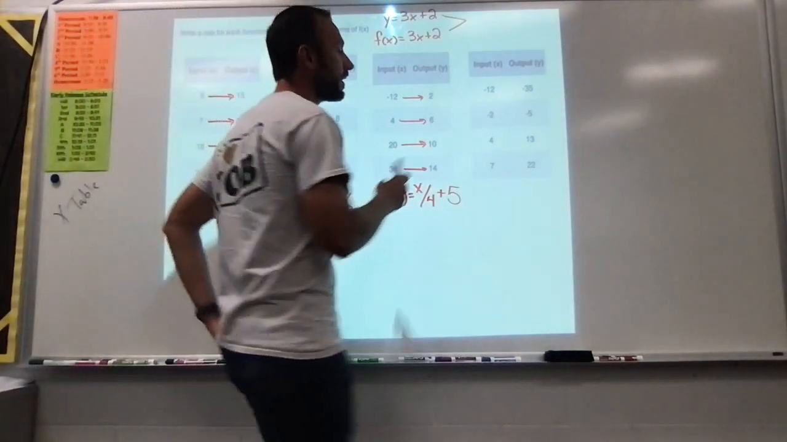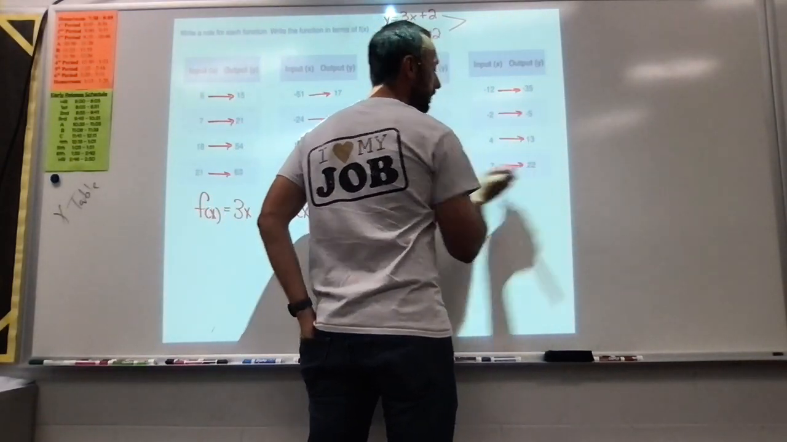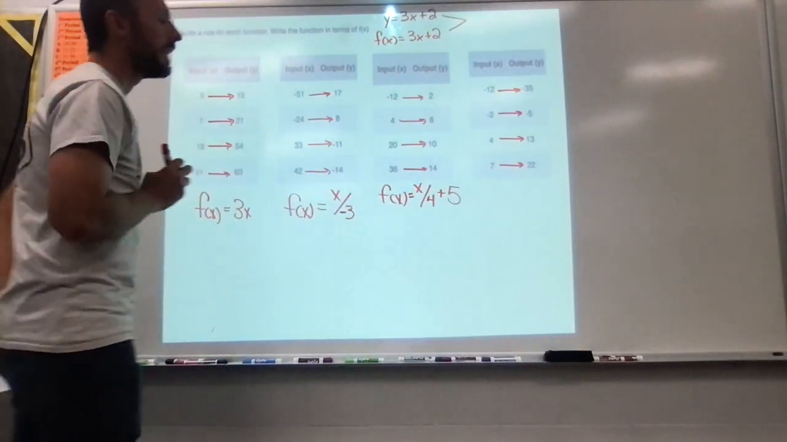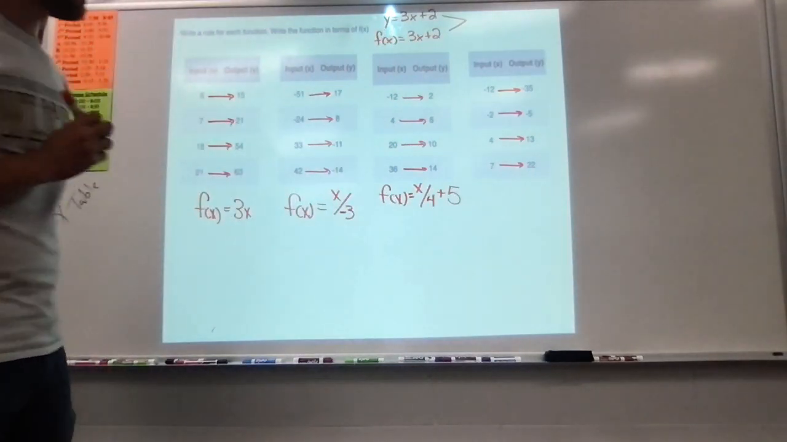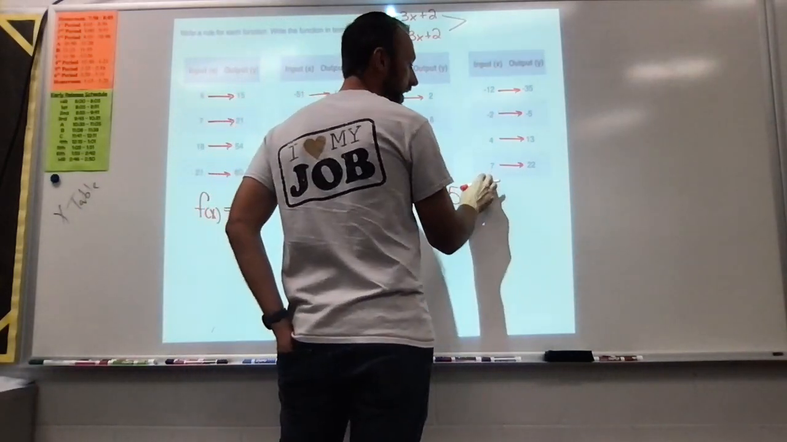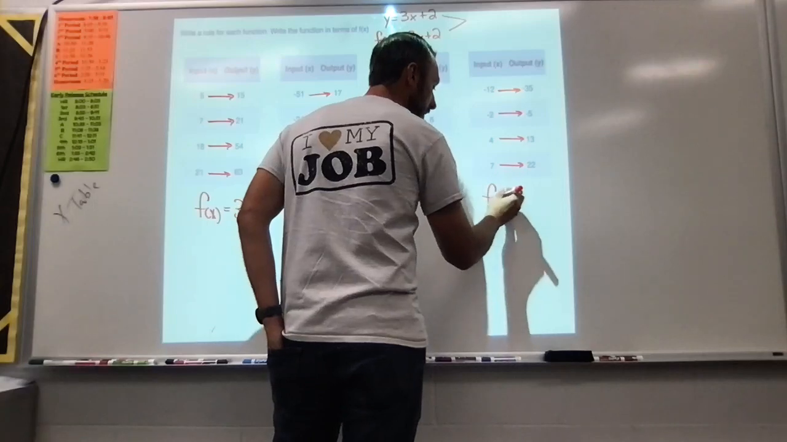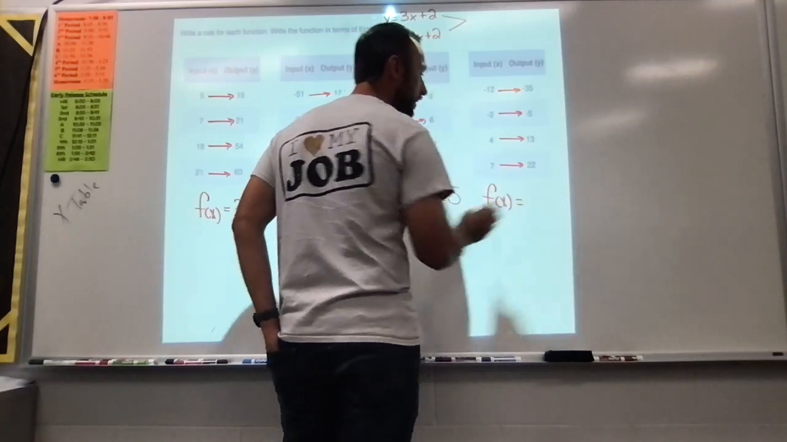All right, last one here. I'm still looking at my functions, look at my rule. How does my left side become my right side? How do my inputs become my outputs? I see that this is not going to be a one-step because 7 plus 15 is 22, but 4 plus 15 is not 13. So it's not going to be a one-stepper, so I know it's going to be a two-stepper.